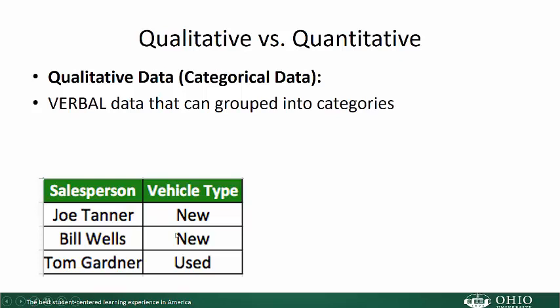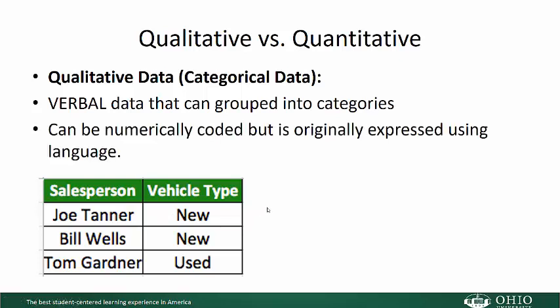Salesperson and vehicle type are both examples of qualitative data. You can see that the data is naturally expressed using words, and we can go through the data and we can identify categories. For example, vehicle type has 2 categories, new and used car.